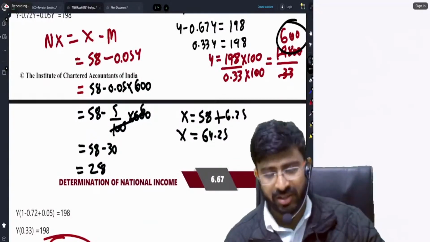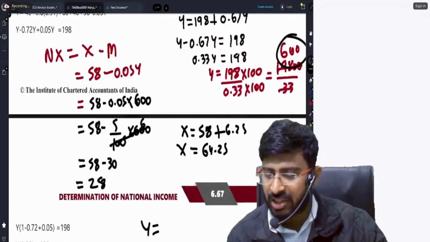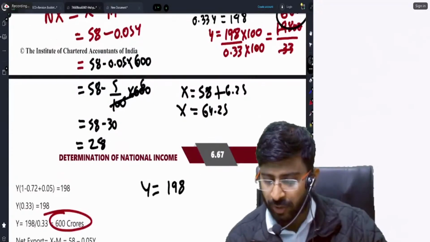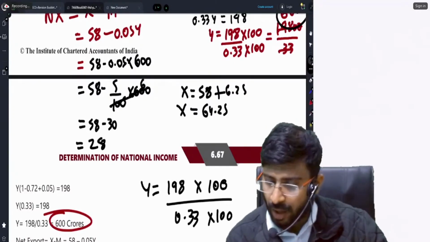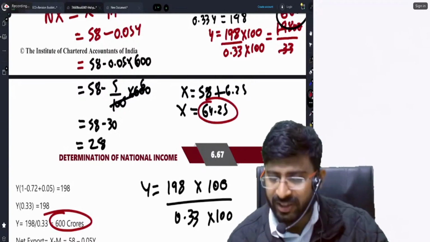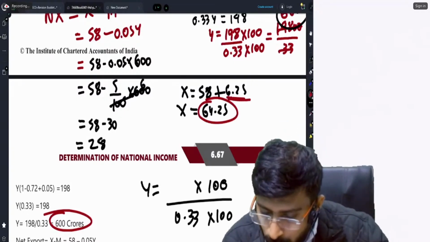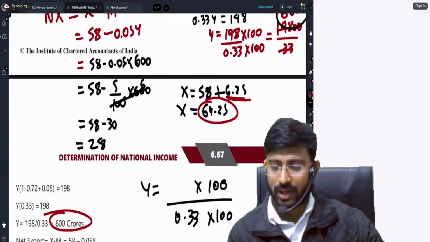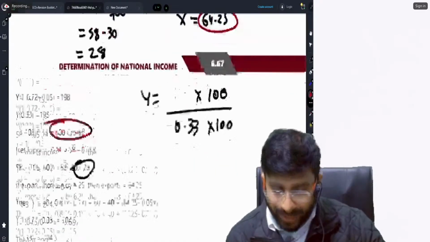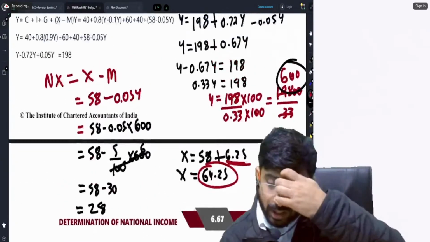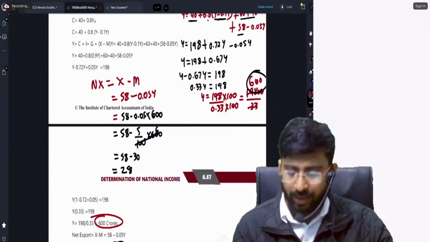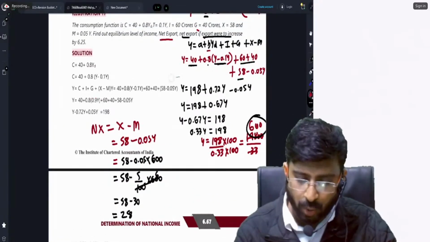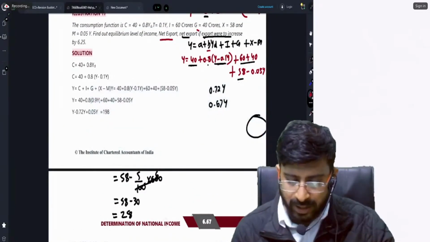Now pay attention. If export changes, national income will also change. Initially, what was national income? Initially, it was 198 into 100 by 0.33 into 100. Yes or no? If it rises by 6.25, then 198 will also increase by 6.25, na. अरे हाँ सर, ये बात तो ठीक है. तो 198 plus, अच्छा, one more thing. Let me show you the entire picture only, otherwise people might get confused.